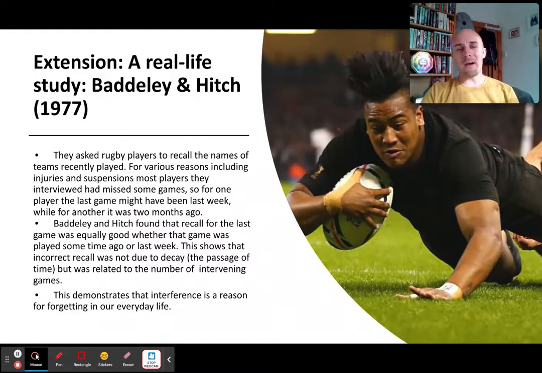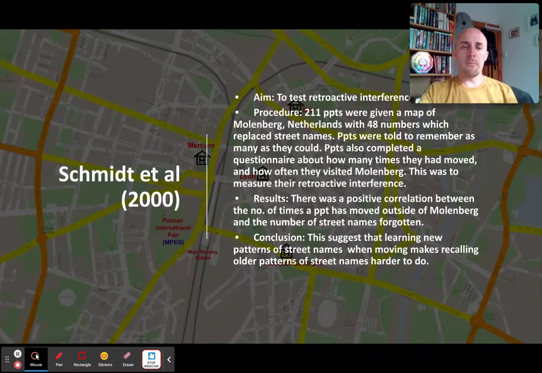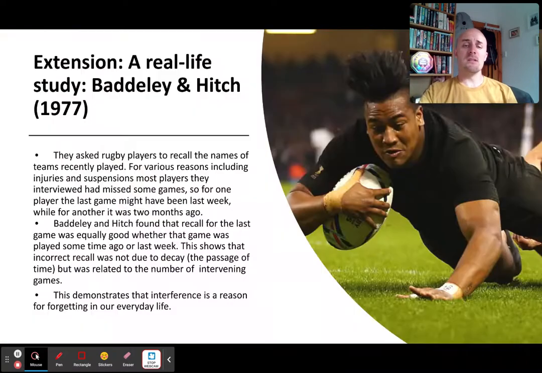You also need to know Baddeley and Hitch. Hitch rhymes with pitch. Who plays on pitches? Rugby players. So it was about rugby players, and I'm not going to go through this in any detail really, but if you want to pause the video, this is another good piece of evidence about how memories do not decay, but it is a case of interference. So make sure you know both Schmidt et al. in 2000, and then 23 years earlier, Baddeley and Hitch in 1977 as well.